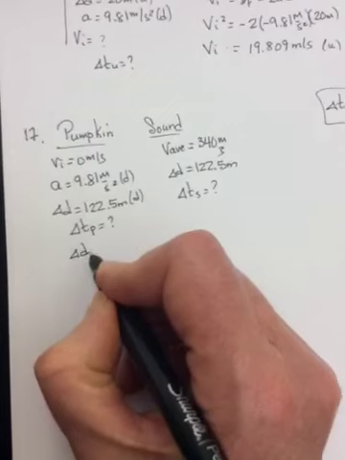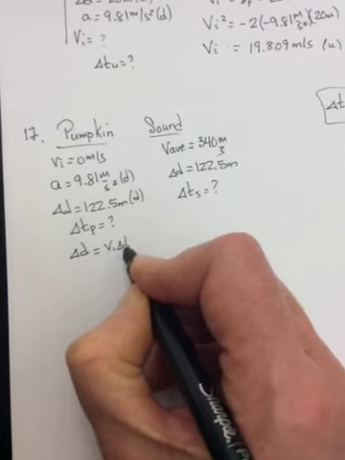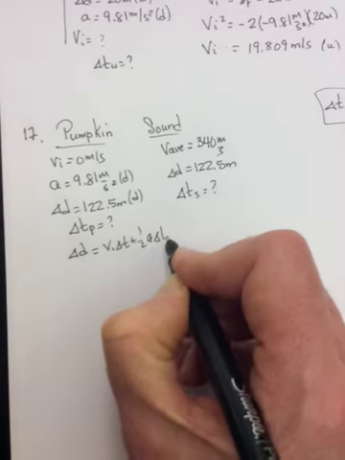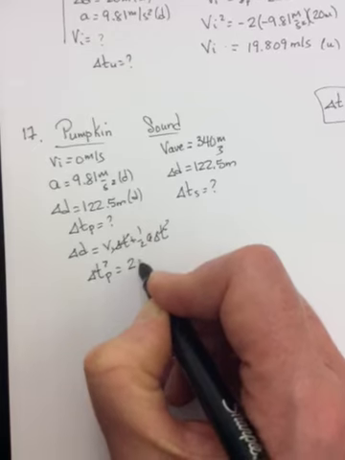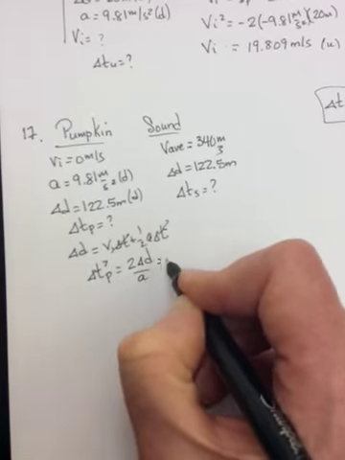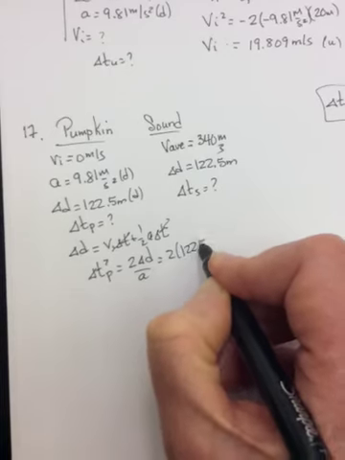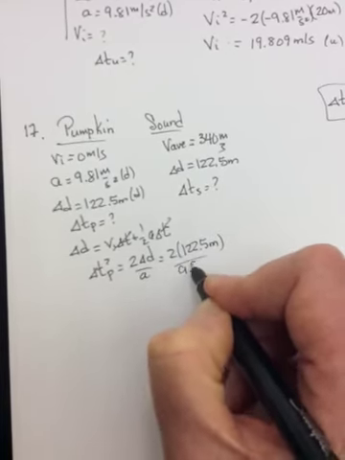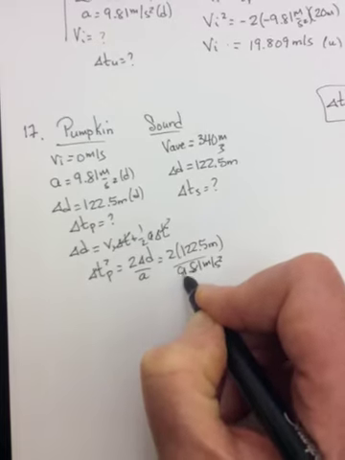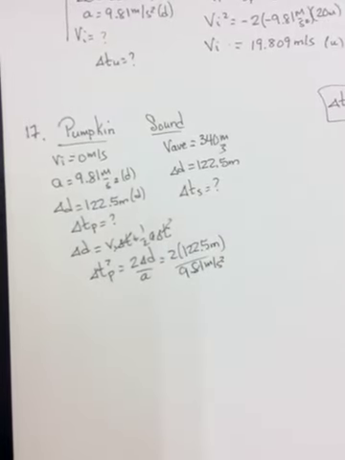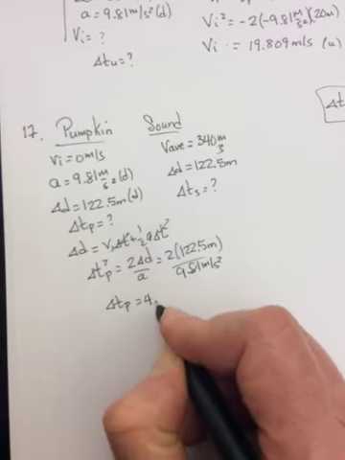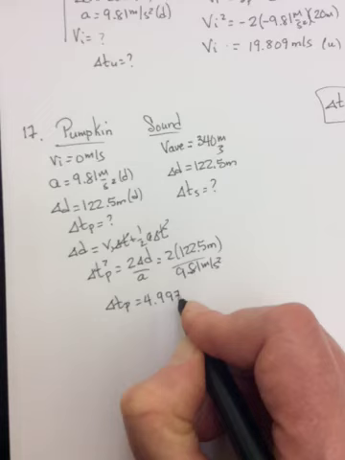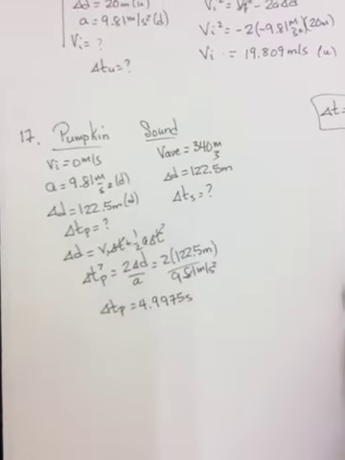Okay, so delta D is equal to VI delta T plus 1/2 A delta T squared. This goes to 0. T squared for the pumpkin is equal to 2 delta D over A. So 2 times 122.5 meters divided by 9.81 meters per second squared, and take the square root. So 245 divided by 9.81. Take the square root. You should get a time for the pumpkin to be 4.9975 seconds.